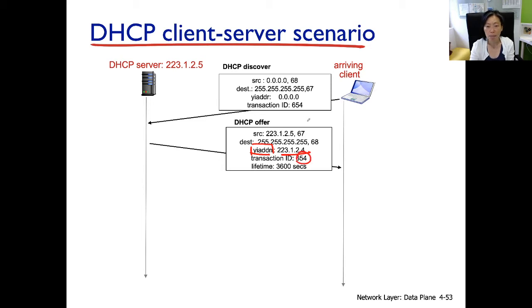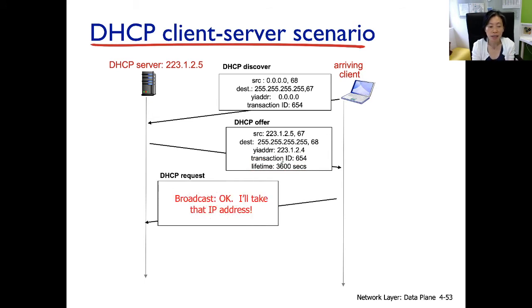Transaction ID, yep, the same pair. So this offer is for this discover message. And you see, server here, while offering a specific IP, is also saying, hey, client, you get to use this IP address for 3,600 seconds long. Okay, so it's the duration of the lease.